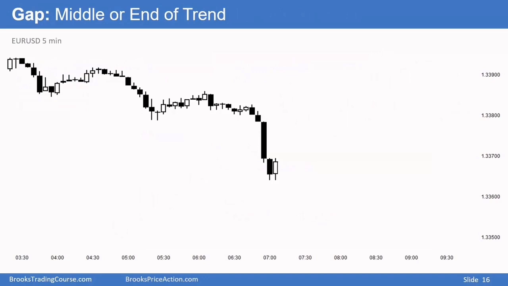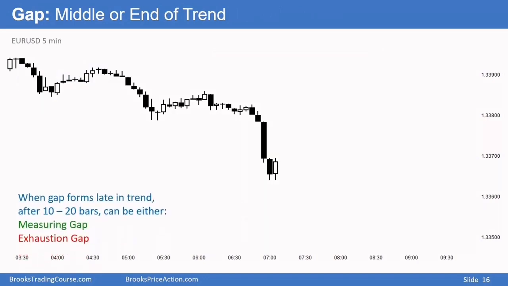Euro versus the dollar, 5-minute chart. This is the biggest bear trend bar in the trend, and it's occurring 40 or 50 bars into the trend. It could be a measuring gap in the middle of a bear trend, but whenever you get the biggest bear trend bar occurring 20, 30, 40 bars into a trend, you've got to be thinking that it might be an exhaustive end of the trend and not the start of an even stronger leg down.